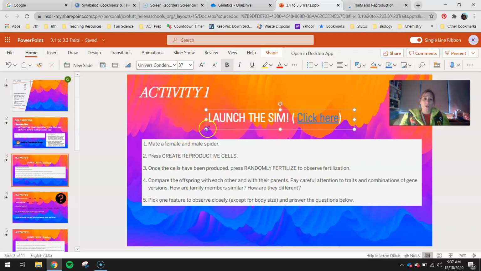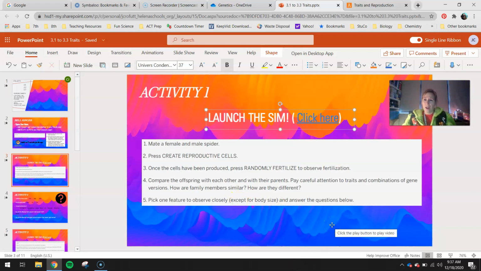For this first part, you are going to mate a female and male spider. I'll show you the process of doing that. You'll click on Create Reproductive Cells, which are sperm and eggs. Once the cells have been produced, press Randomly Fertilize. So we're going to create a bunch of sperm and a bunch of eggs, and then hit Randomly Fertilize. You won't necessarily get to pick which sperm and which egg we're going to use. Then we're going to observe what happens upon fertilization, and compare the offspring with each other and with their parents.